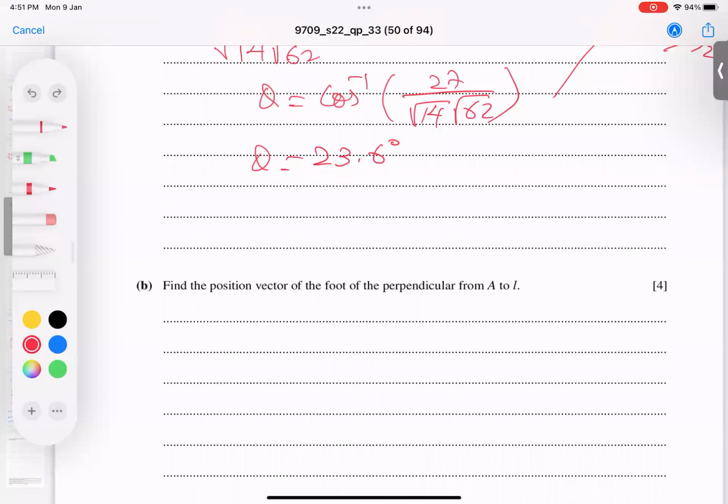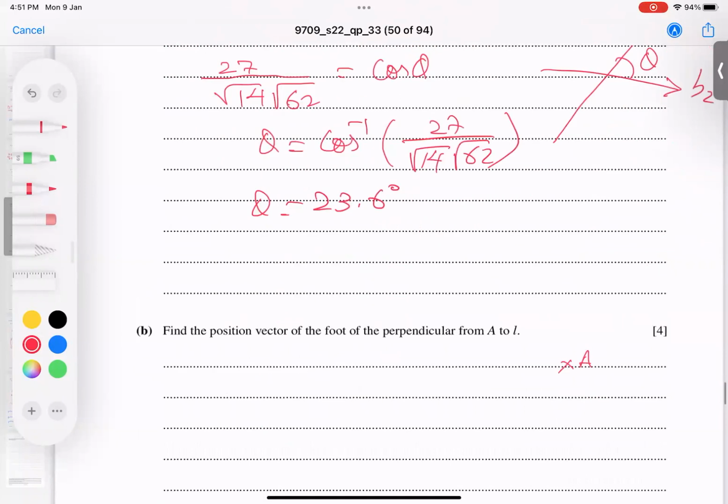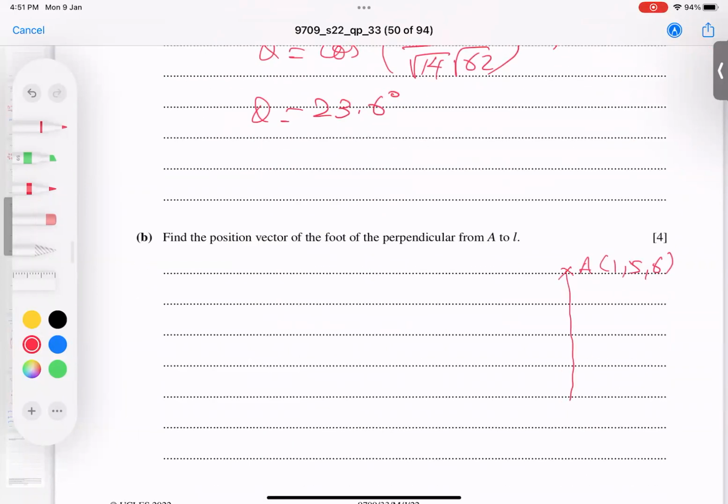Now, part number 2 is: find the position vector of the foot of the perpendicular from A to L. I will give you a plan of action. This is A, with coordinates 1, 5, 6. And from A a perpendicular goes to line L. This is 90 degrees, and this is F, which stands for the foot of the perpendicular on the line L.